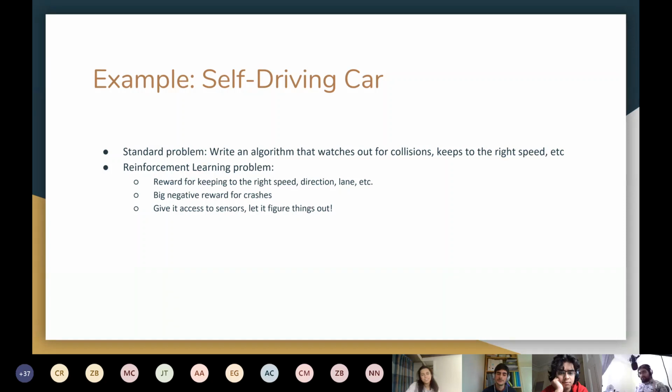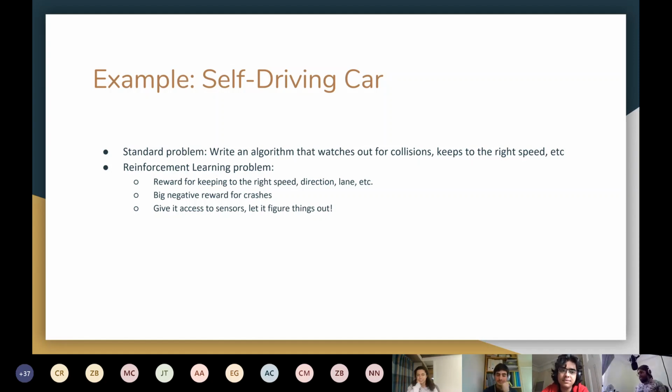And the reinforcement learning way of raising this problem flips it all on its head. We just tell the car what driving counts as good, what driving counts as bad, like not speeding, keeping in the right direction and lane. These all get positive reward. Killing people or crashing into things gets negative reward. You then give it access to sensors, and all of the information it would need to make decisions, and you let it figure it out.